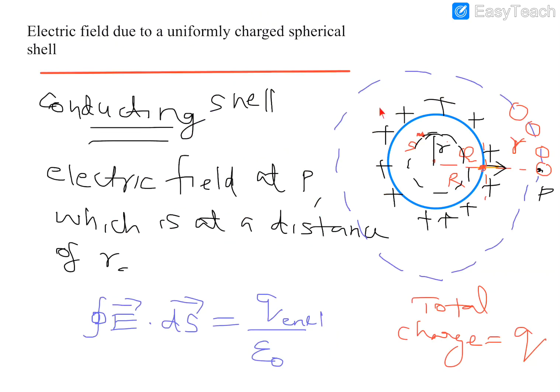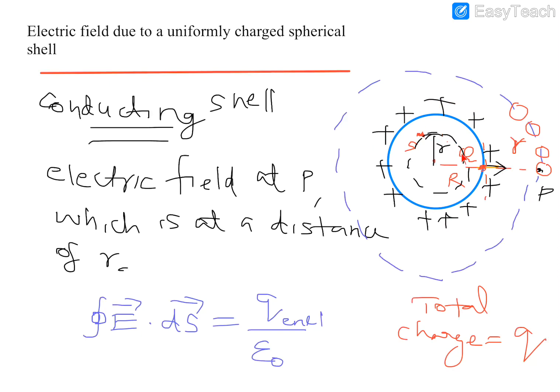You can see that all the charges are on the surface. No charges are present inside, isn't it? You are considering a Gaussian surface here. This is the Gaussian surface of radius r. Inside your Gaussian surface there is no charges present. All the charges are here. Your Gaussian surface is only this much, isn't it? But your charges are at the surface of the shell.